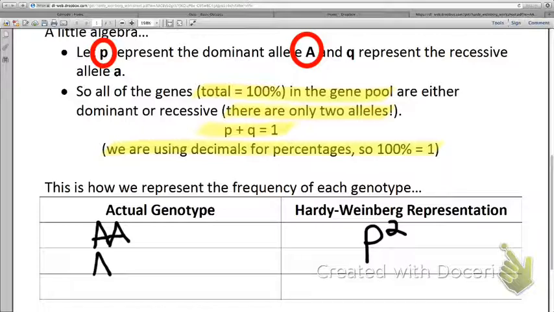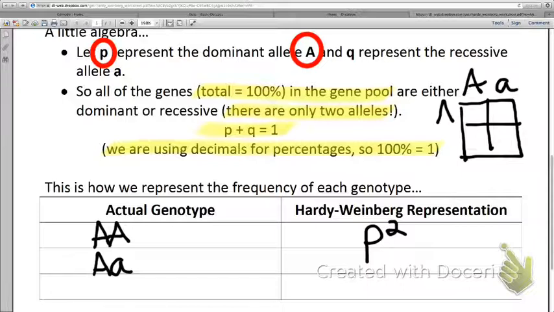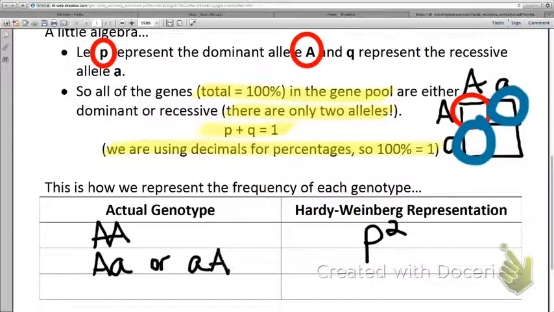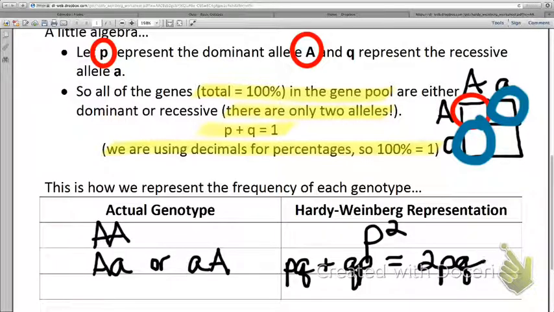If we look at the heterozygous, we have two possibilities. If we look at a Punnett square, we have two different possibilities for heterozygous. This is homozygous dominant right here. Heterozygous is here and here. So we can get a dominant gene from one parent and a recessive gene from the other parent, or a recessive gene from the first parent and a dominant gene from the second parent. Now we write them both the same way, but either way we have PQ and then we have QP. Algebraically we would represent that as 2PQ.